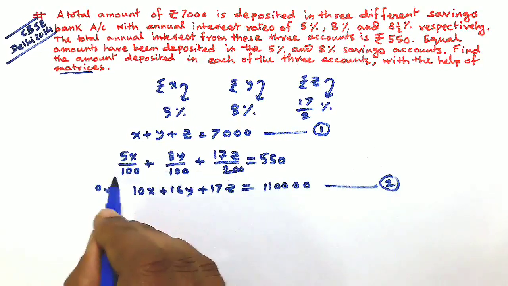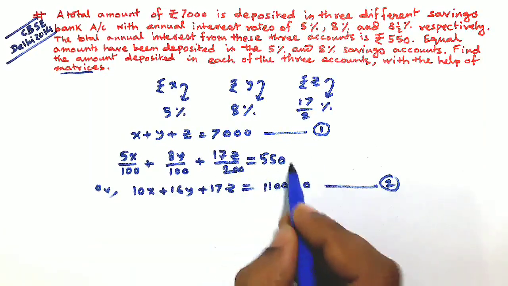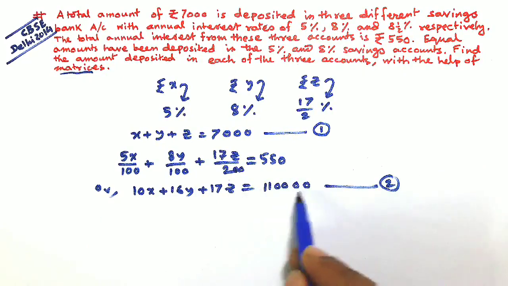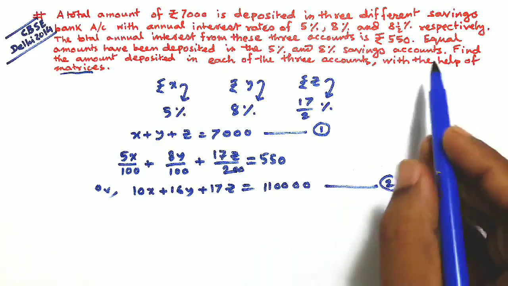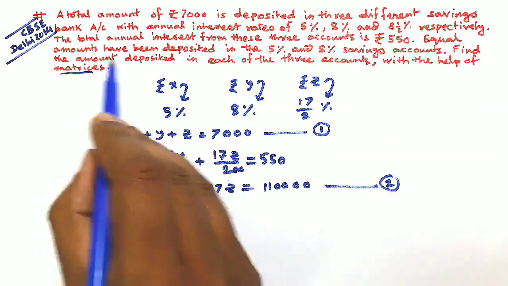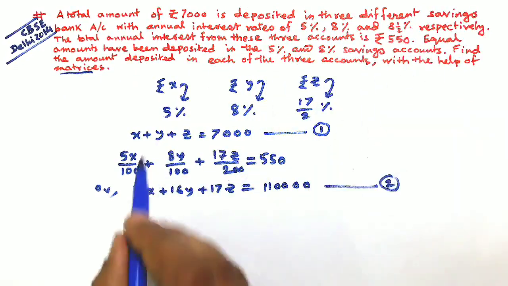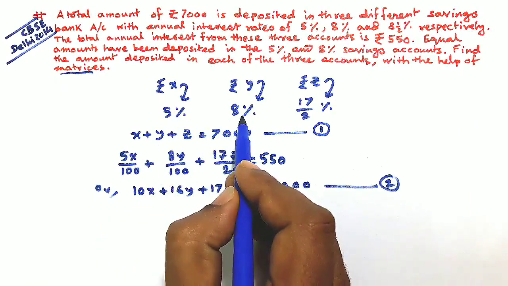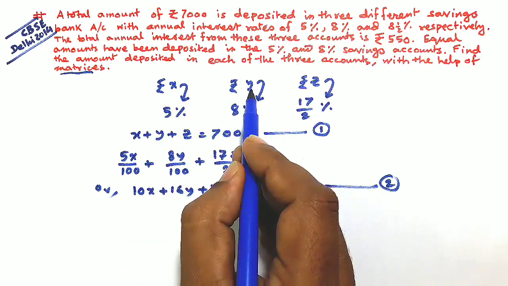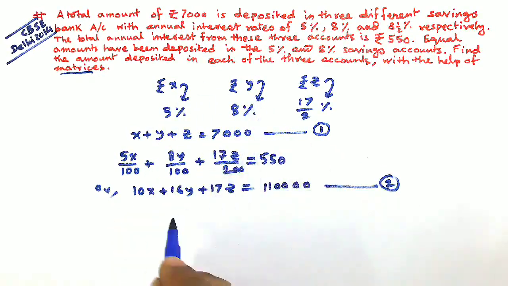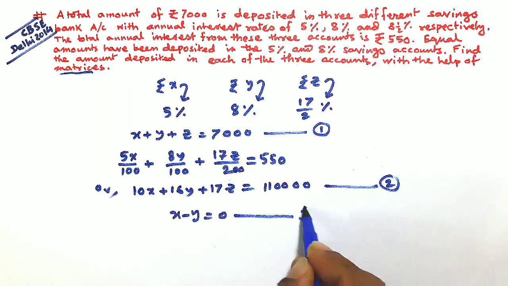Because the LCM in the denominator is 200, after cross multiplication we shall multiply 550 by 200, so getting 110000. And another important part of this question is that equal amounts have been deposited in the 5% and 8% savings accounts. That means in the 5% and 8% sections the amounts deposited are equal. That means x is equal to y. If x is equal to y, that means x minus y is equal to 0. So this is actually the third equation.